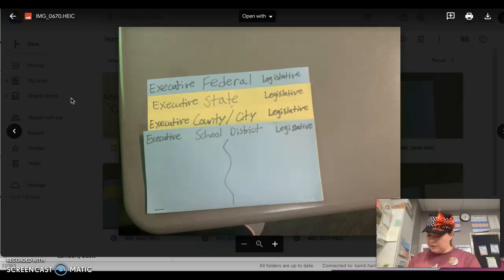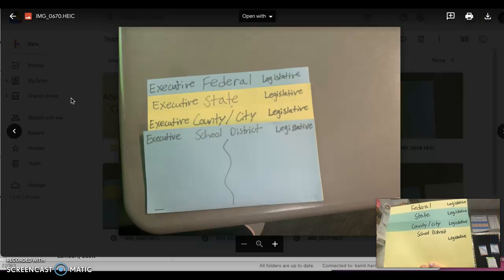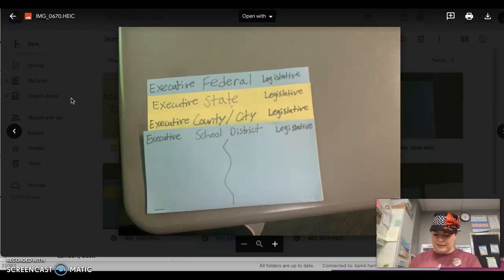Now, you're then going to write legislative. I put mine on the right-hand side. Legislative, legislative, legislative, all the way up. And then I'm going to put executive. I put mine on the left. Executive, executive, executive.